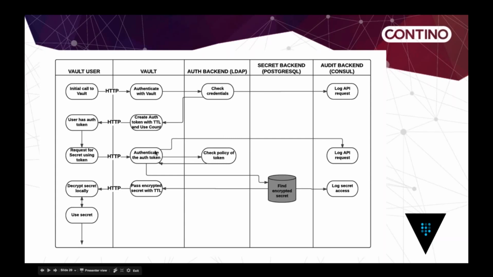And then Vault would say, this token is correct. Let me check the policy against this. Does this particular user with this particular token have access to their requested secret? If that is a yes, then the API request will have been logged before the policy was checked, and the secret would be found. The secret access would be logged, and then the encrypted secret would be passed to the user with a time to live, and the secret would be decrypted locally. The user can then use that secret as long as it's within the time to live.